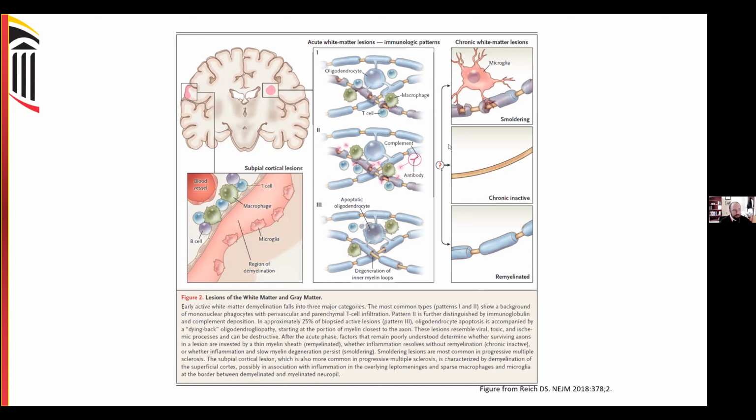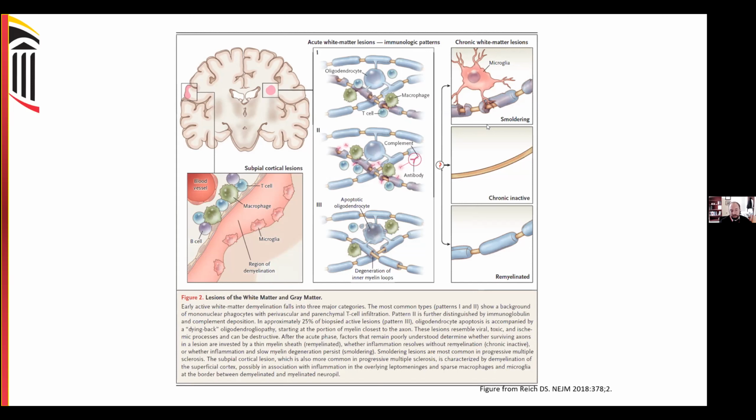There have been 3 different subtypes of white matter lesions that have been described, even at the acute stage, some of which have preservation of oligodendrocytes, some of which have apoptotic changes to oligodendrocytes, some of which are very cell-mediated immunity with T-cell infiltration, and others which are much more activity from antibody and complement.